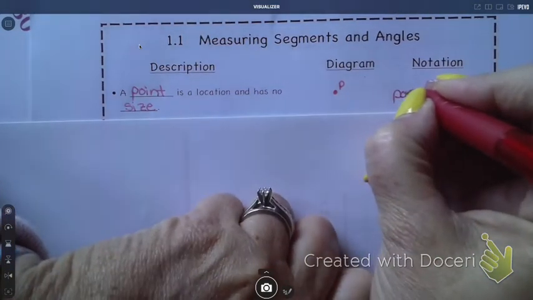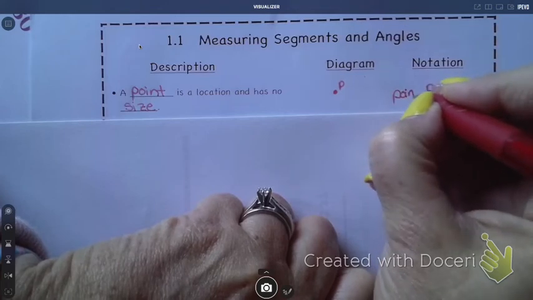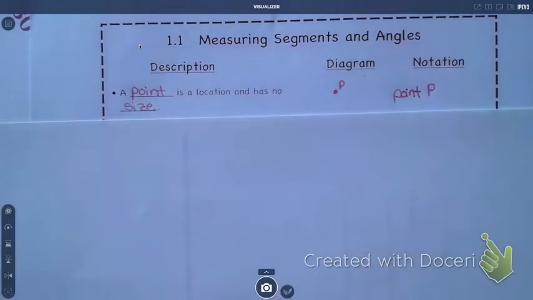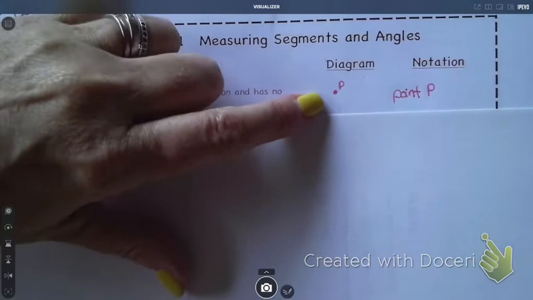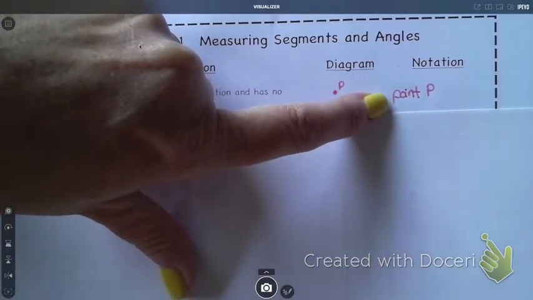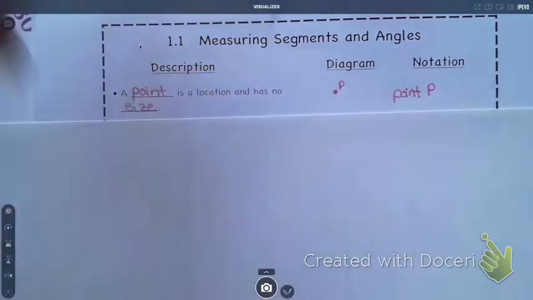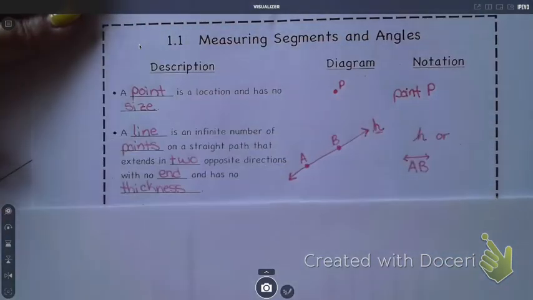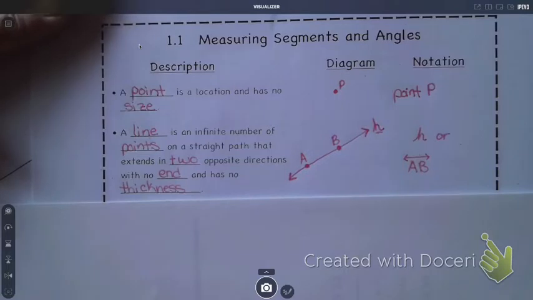Now, you notice what kind of a P is that? Capital. It could be point K, L, M, it doesn't matter, okay? How we draw it is like this. How we write it on our paper is like this. Make sense?